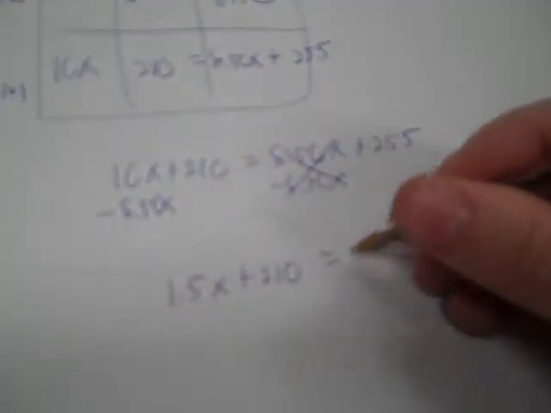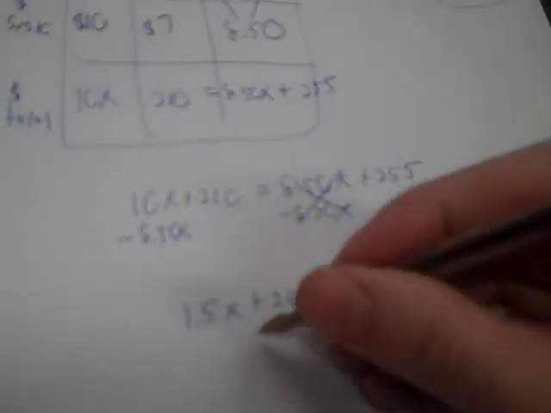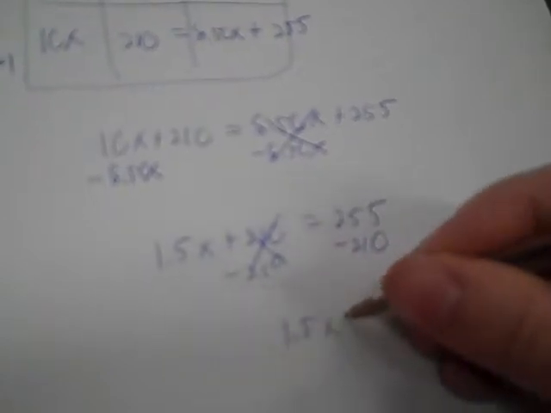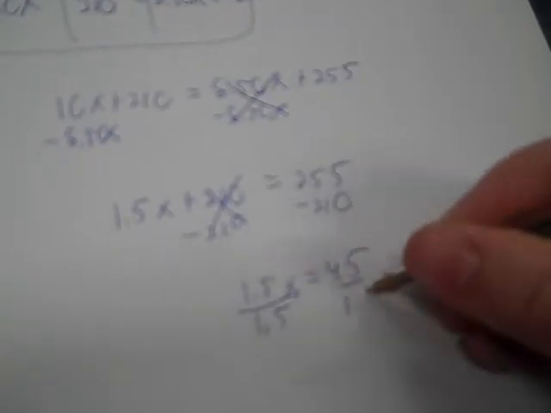Okay, so 10x plus 210 equals 8.50x plus 255. Okay, so I subtract 8.50x from both sides. That's 1.5x plus 210 equals 255. Then I subtract 210 from both sides, and 1.5x equals 45. And I'll divide by 1.5, and that's 30. So 30 pounds of the vanilla. 30-30 mix.